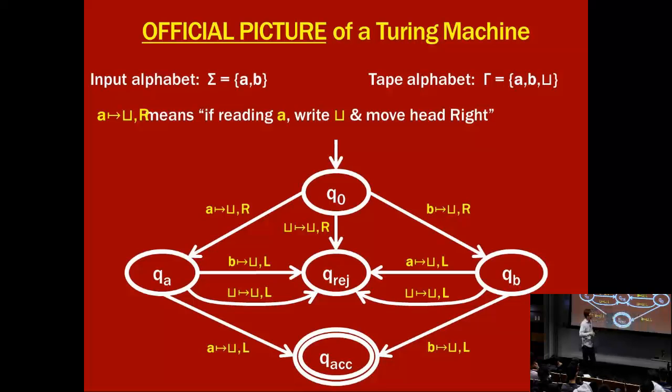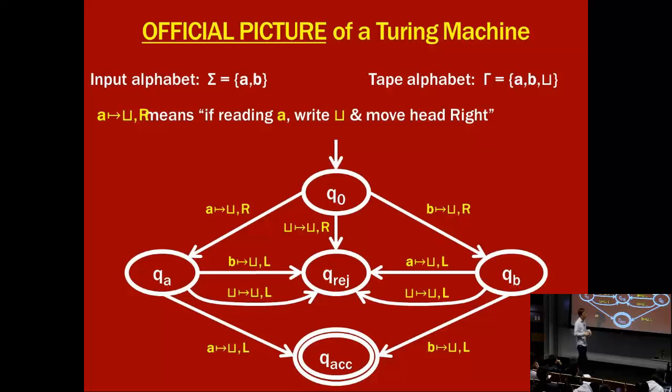And let's look at what these arrows say. Let's look at this one, for example. This means that if you're reading A, if the head is pointing to a cell that contains A, then write a blank into that cell and move the tape head to the right. Okay? And then also it's an arrow, so it tells you what state to go to next.